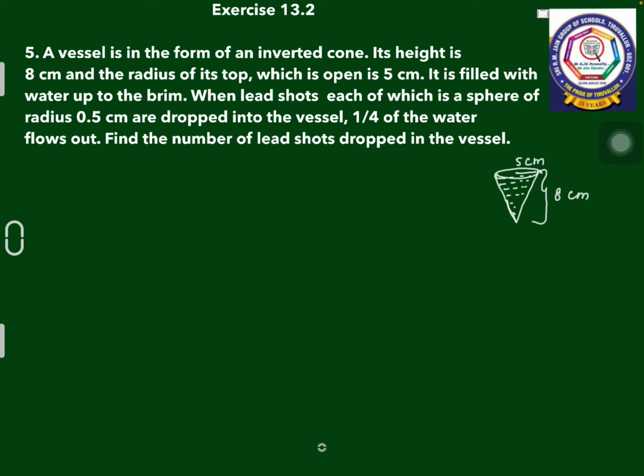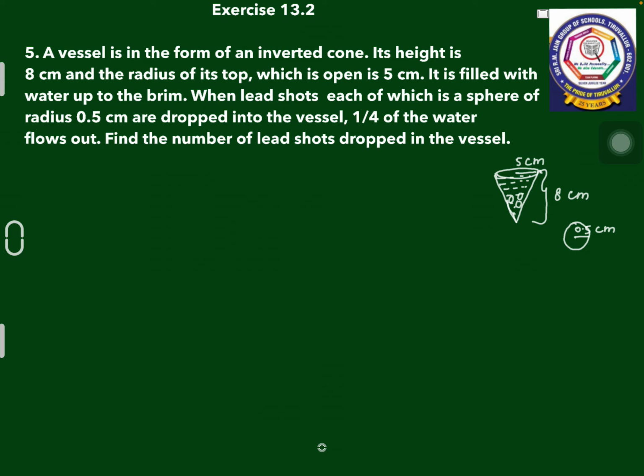When lead shots, each of which is a sphere of radius 0.5 cm, are dropped into the vessel, the lead shots are in the shape of a sphere of radius 0.5 cm. When lead shots were dropped inside, 1/4 of the water flows out. You need to find the number of lead shots dropped in the vessel.